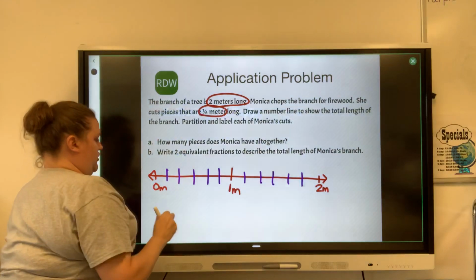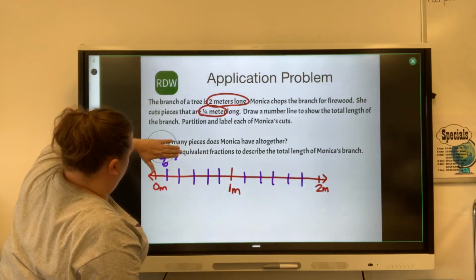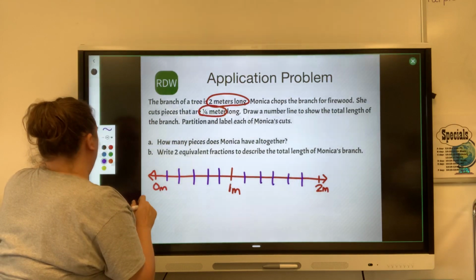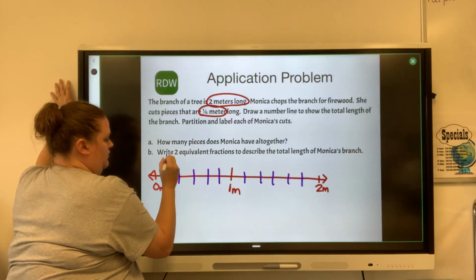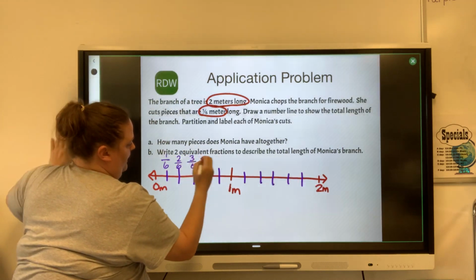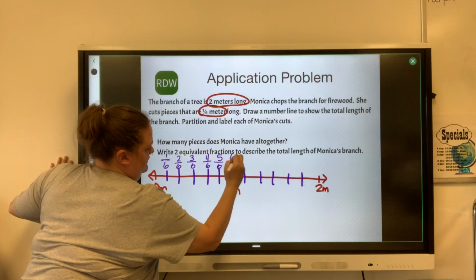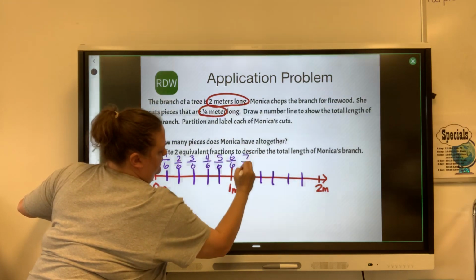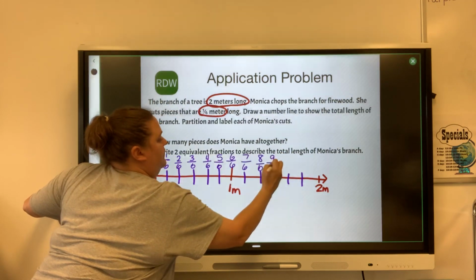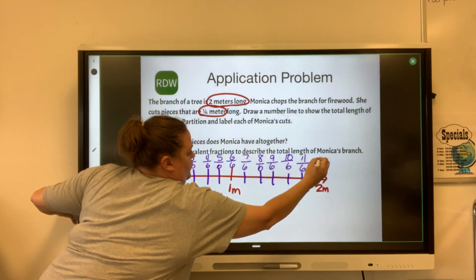So this is how long my branch is. This would be 1/6, 2/6. You know what, I'm gonna erase this out. I'm gonna make it a little skinnier just because it's a little bit hard to write. 1/6, 2/6, 3/6, 4/6, 5/6, 6/6, 7/6, 8/6, 9/6, 10/6, 11/6, and 12/6.